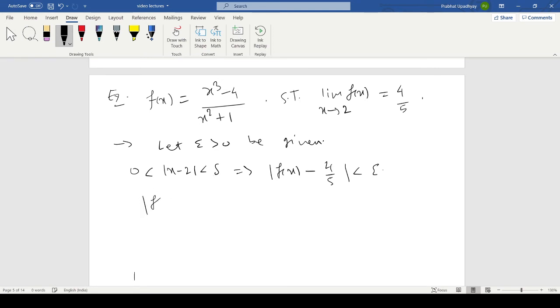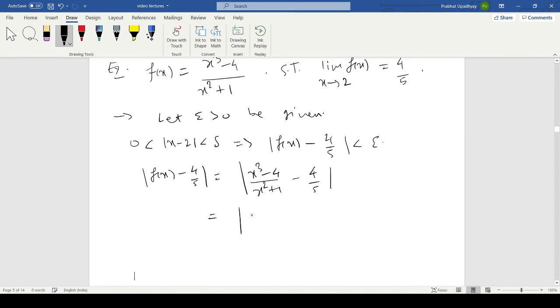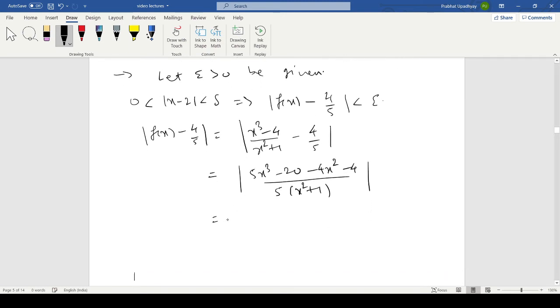So consider this mod f of x minus 4 by 5. This is equal to x cube minus 4 upon x square plus 1 minus 4 upon 5. This will give me 5x cube minus 20 minus 4x square minus 4 upon 5 times x square plus 1. This I can write as 5x cube minus 4x square minus 24 upon 5 times x square plus 1.